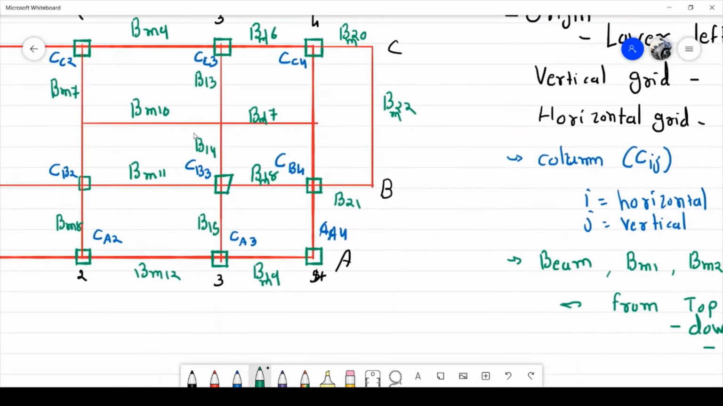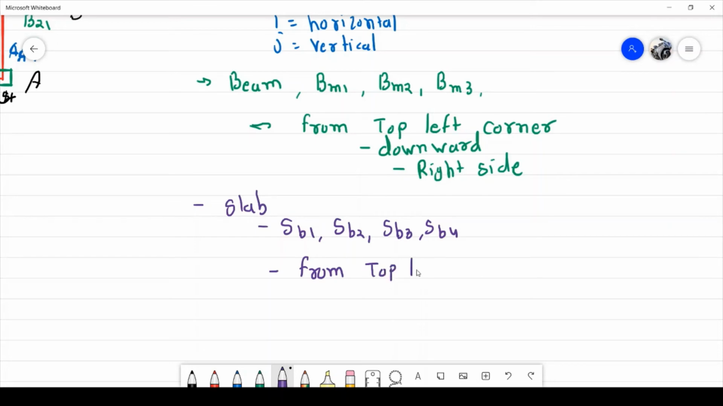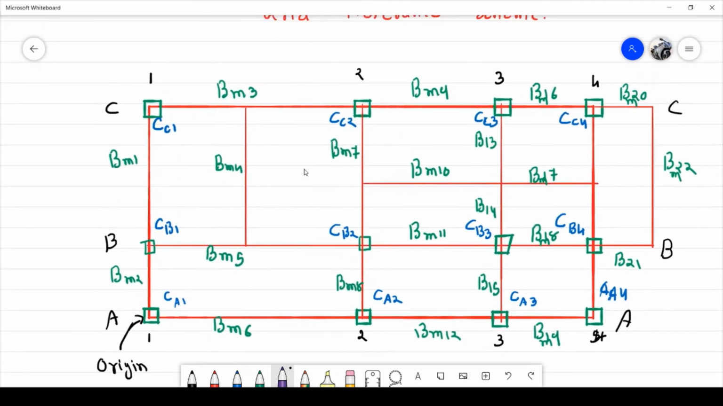Right? Now we are going for the slab. Okay, we are going for the slab. Change the color. Yeah. Slab naming is SB1, SB2, SB3, SB4. Same rule as the beam for the slab: from the top left corner, downward, then the right side. Top left corner, downward, then the right side.